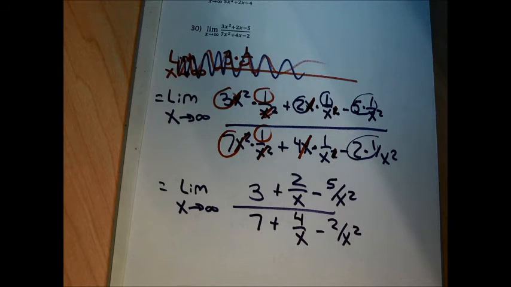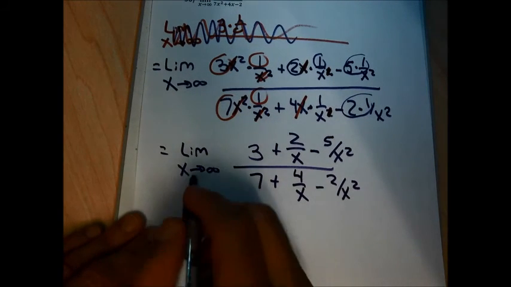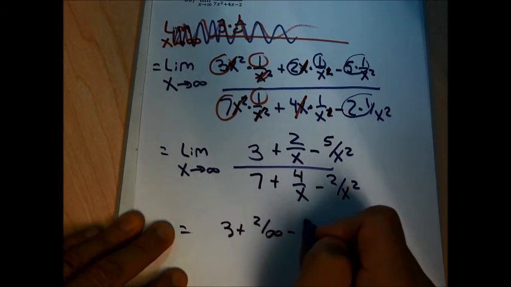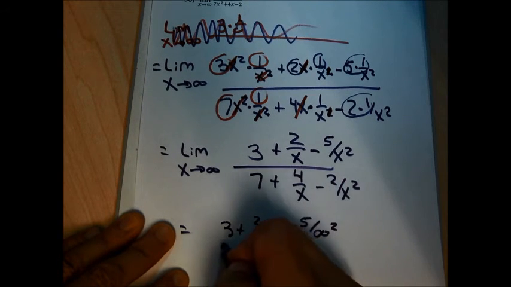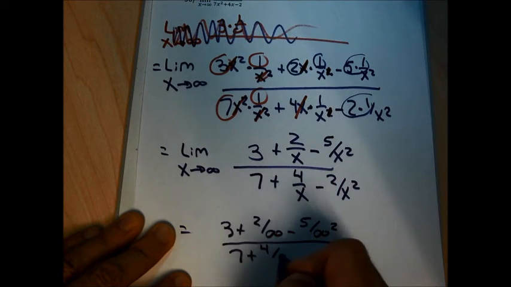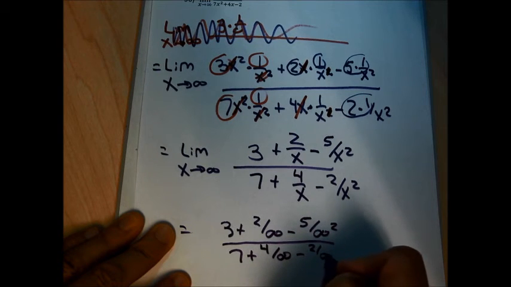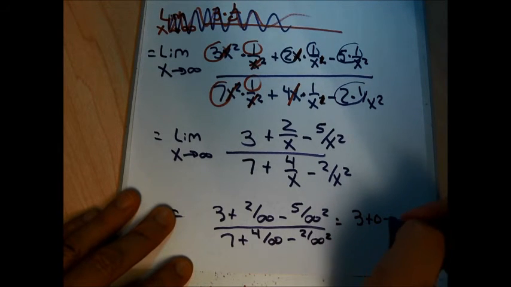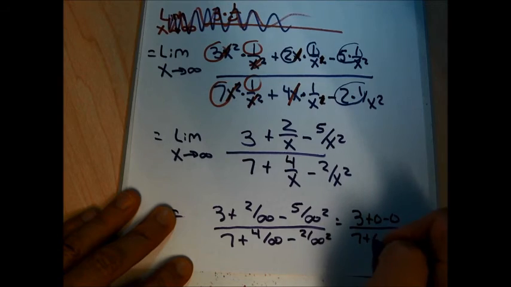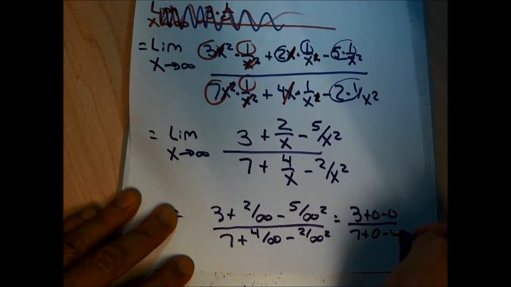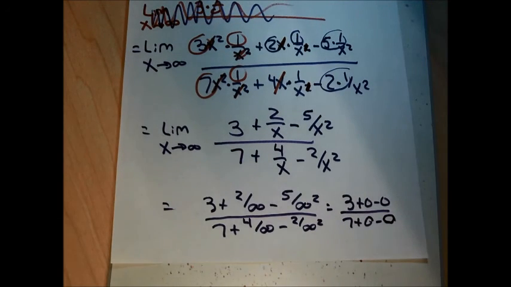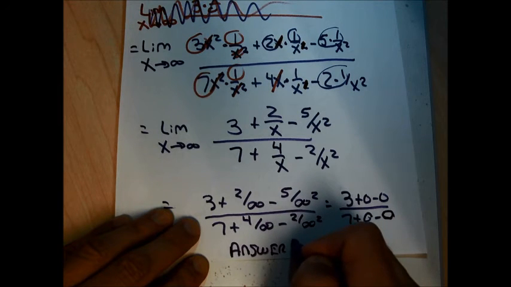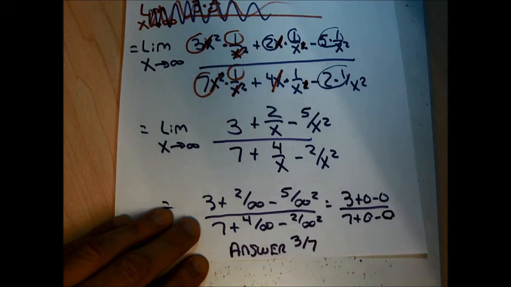Now I have all the x's in the denominators. I can plug in infinity for the x's. I'm going to get 3 plus 2 over infinity minus 5 over infinity squared, over 7 plus 4 over infinity minus 2 over infinity squared. And that's going to be 3 plus 0 minus 0 over 7 plus 0 minus 0. And the answer to this problem is going to be 3 over 7. So the limit as x goes to infinity of that fraction that we had at the beginning is 3/7.